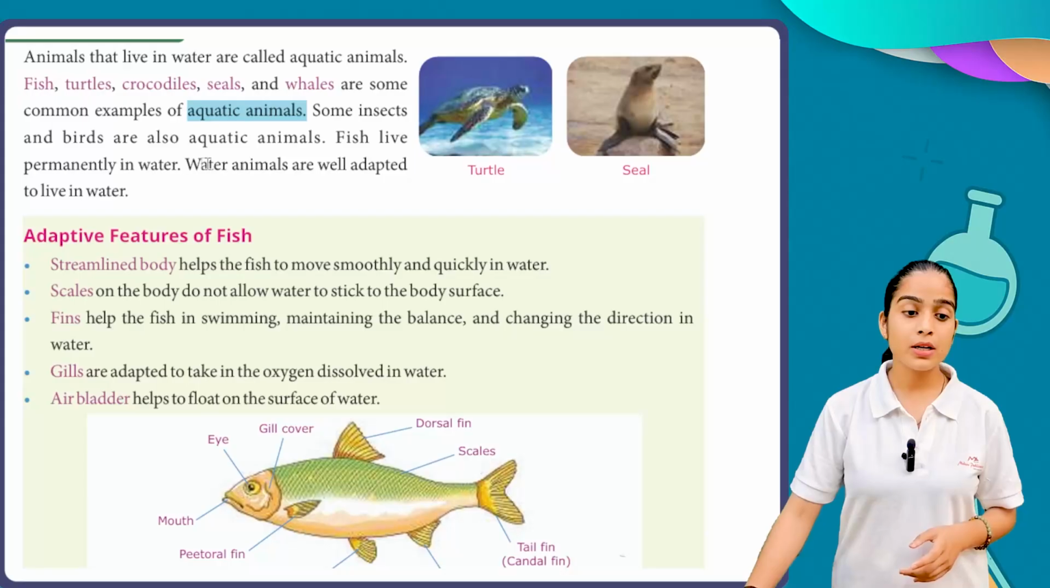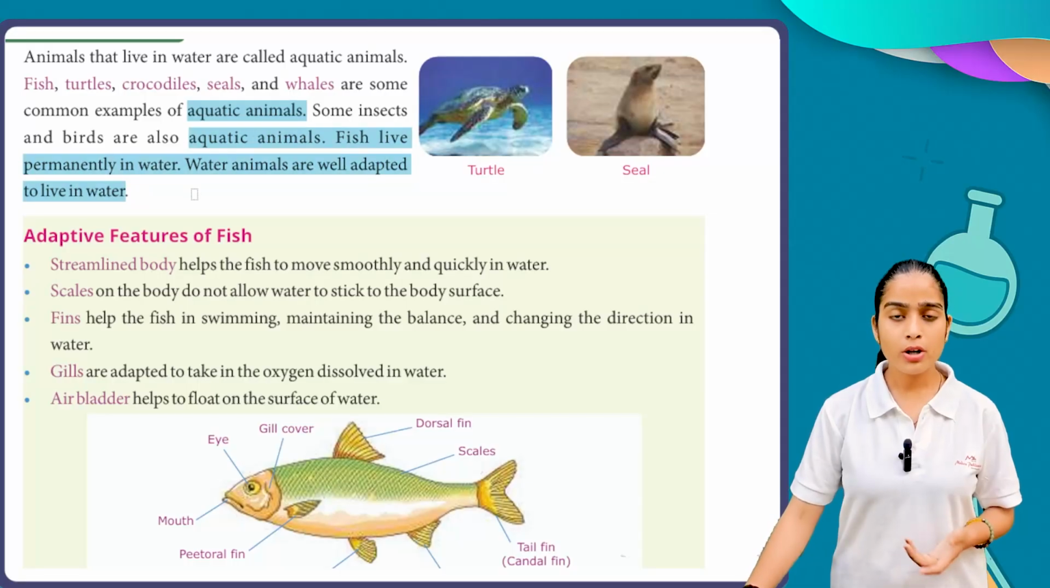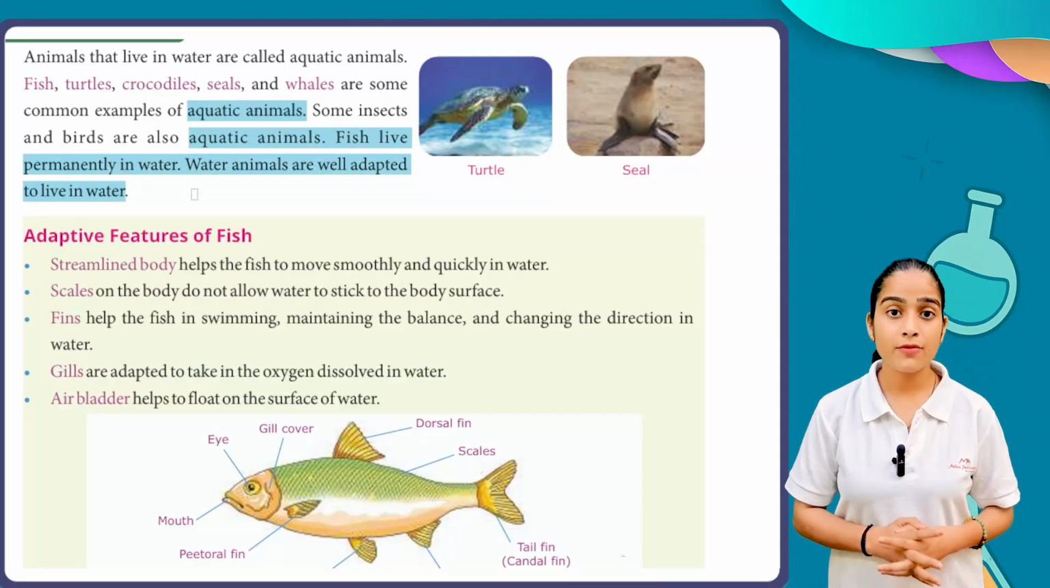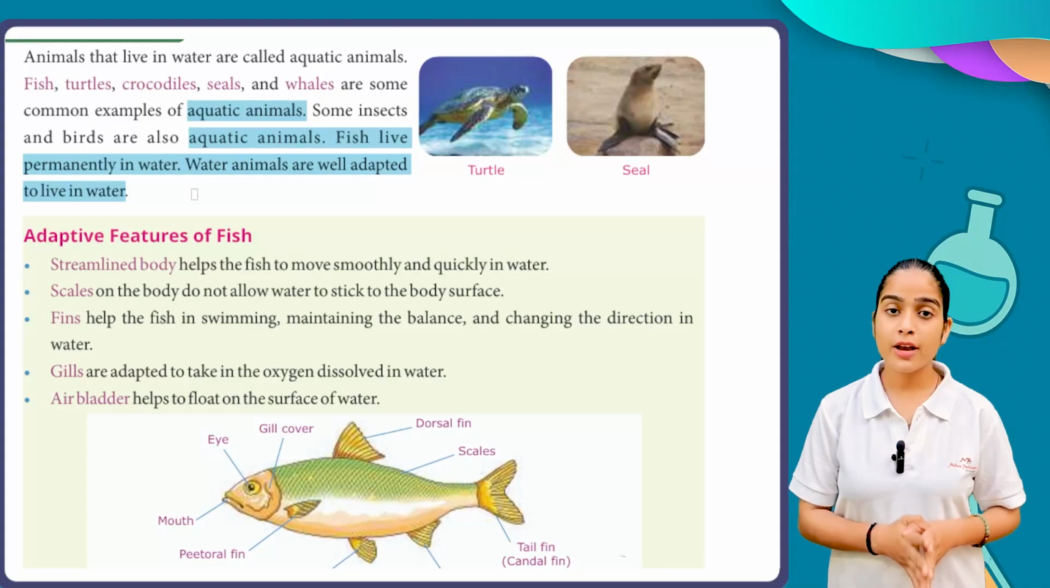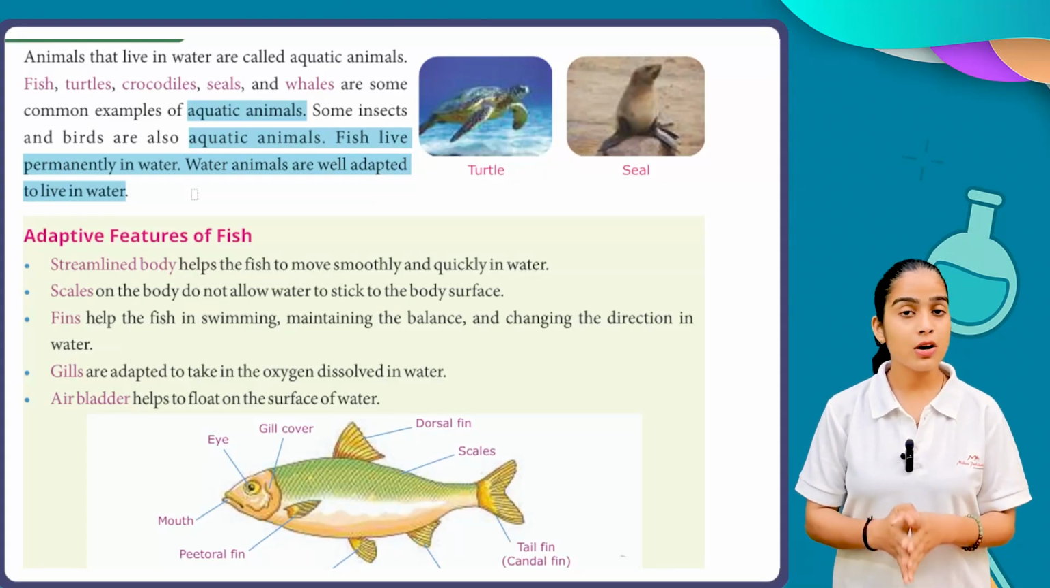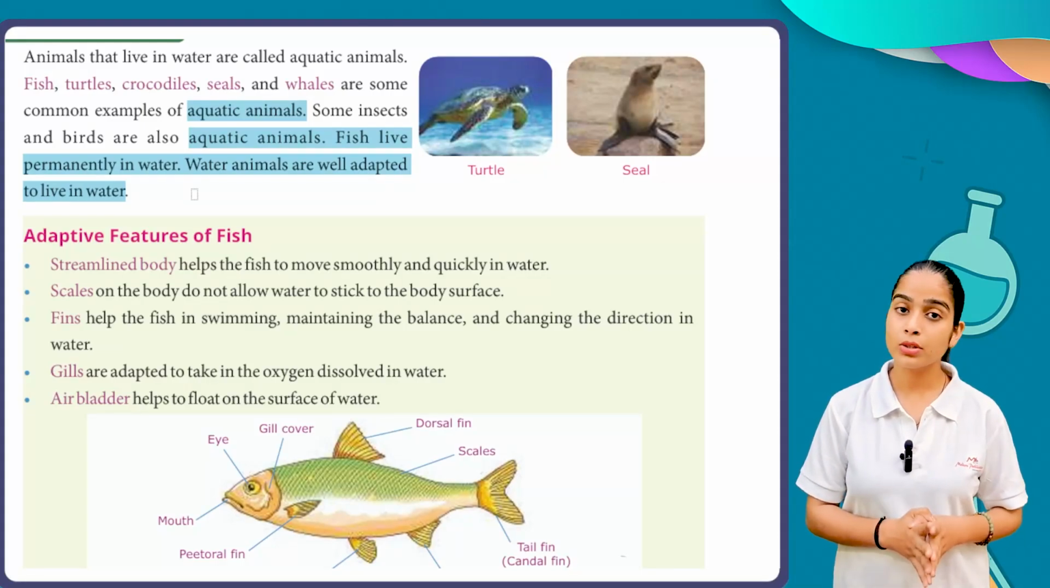Some insects and birds are also aquatic animals. Fish live permanently in water. Water animals are well adapted to live in water. So we already understand this, that each and every animal has features according to their adaptation, according to their habitat.